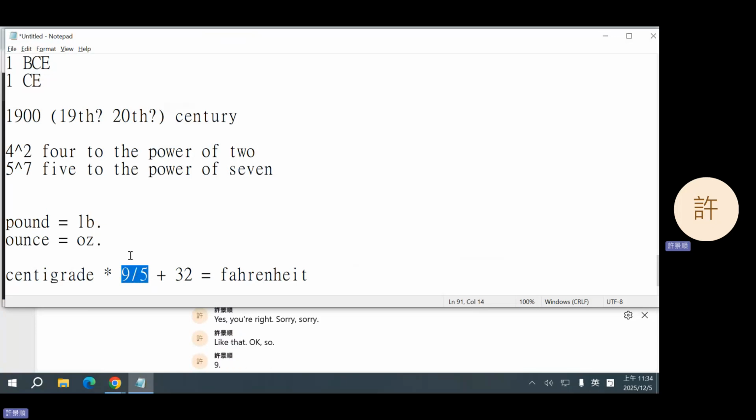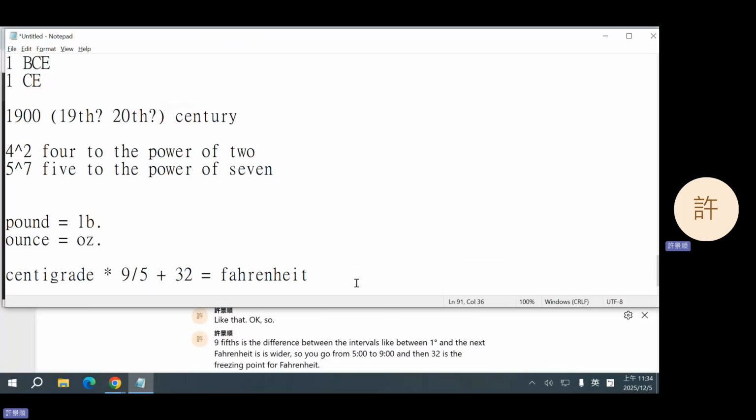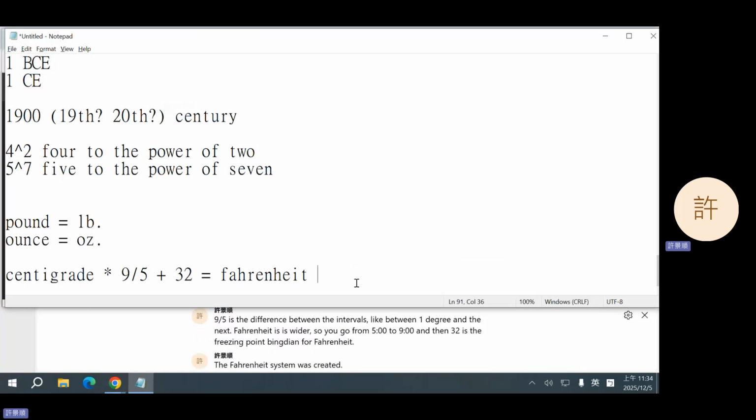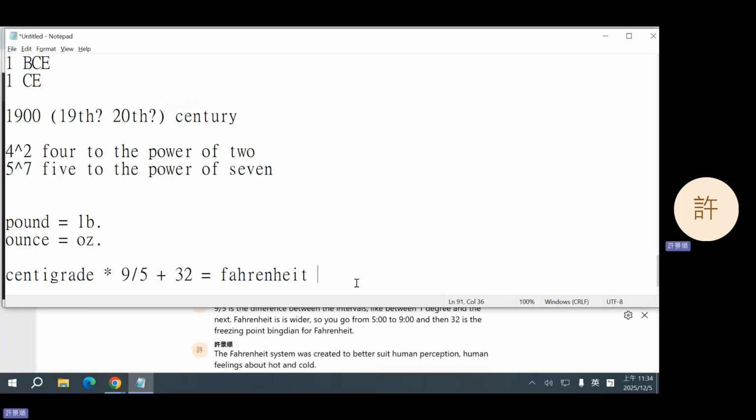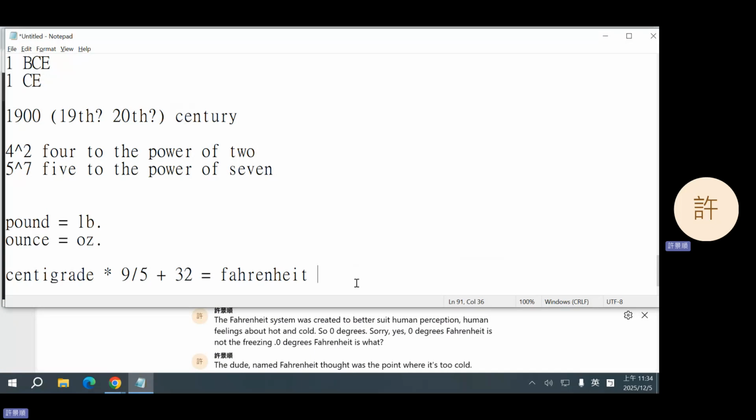So 9/5 is the difference between the intervals, like between 1 degree and the next. Fahrenheit is wider, so you go from 5 to 9. And then 32 is the freezing point, 冰点, for Fahrenheit. The Fahrenheit system was created to better suit human perception, human feelings about hot and cold. So 0 degrees Fahrenheit is not the freezing point. 0 degrees Fahrenheit is what the dude named Fahrenheit thought was the point where it's too cold for humans.